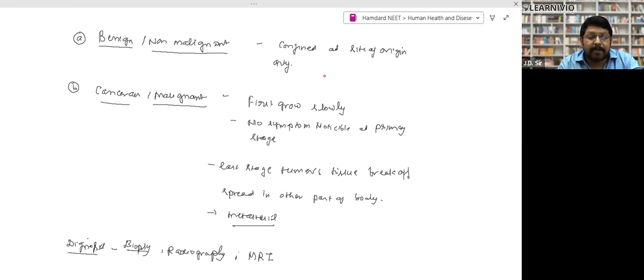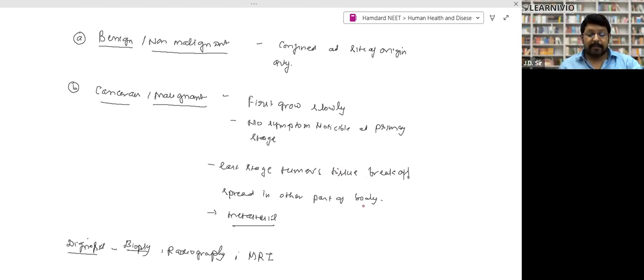But in malignant, what happens? First, it grows slowly. You cannot detect it. No symptoms are noticeable at the primary stage. In the last stage, you will come to know that the person is affected by cancer. The tumor tissue breaks, the tumor tissues will start breaking off, and they will keep on flowing throughout the body.